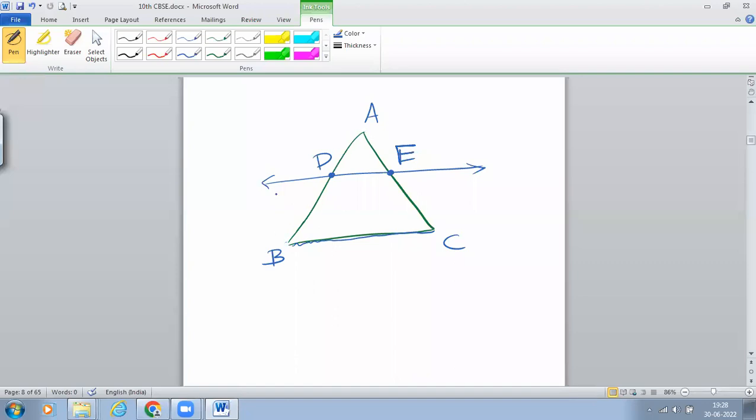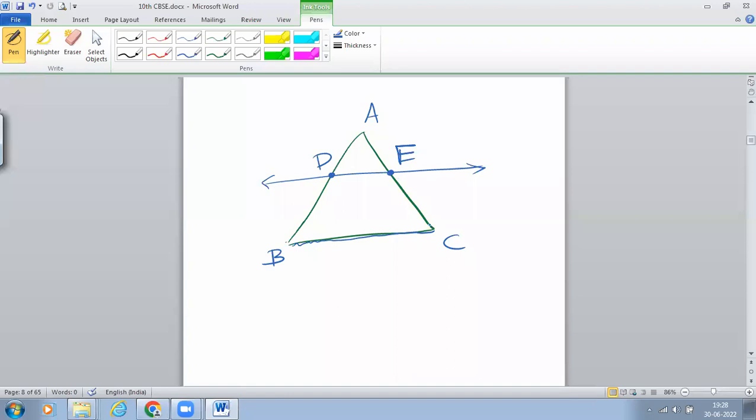Now, this line segment is divided by this parallel line into two line segments. What are they? AD and DB. Very good. Listen carefully. This line segment is divided into two parts, that is AD is one part and DB is another part. Likewise, this same line is dividing the other side, that is AC, into two parts. What are they?